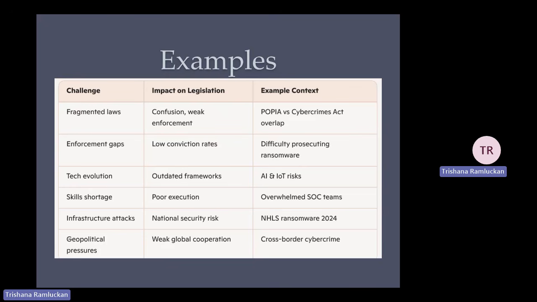Geopolitical pressures, weak global cooperation. South Africa values its sovereignty, which means that it becomes very difficult to collaborate on certain issues. And the context of it is cross-border cybercrime. So how do we deal with that? In some countries, you have the ability to extradite, and you have agreements between nations. But in South Africa, it's a lot longer to process this, and sometimes it doesn't even happen.